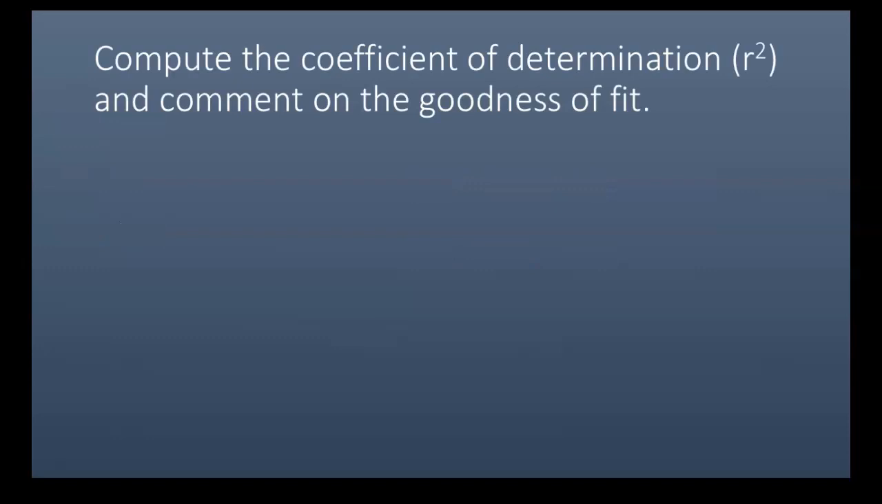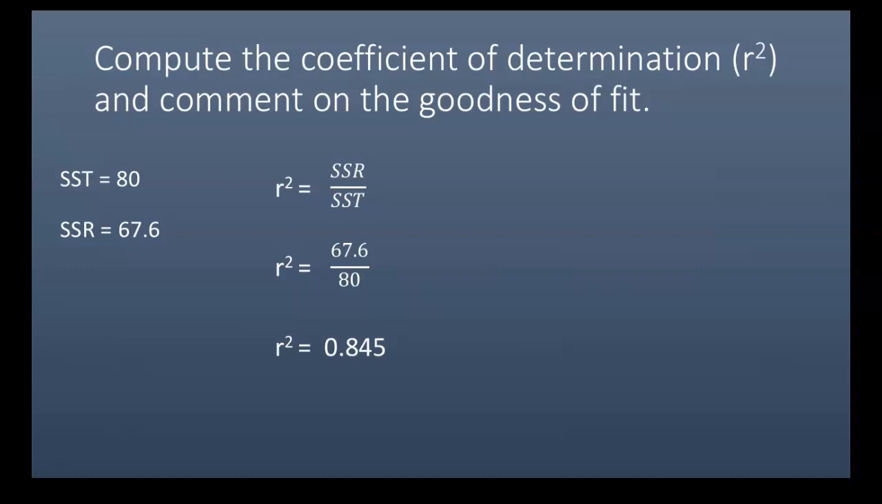Now compute the coefficient of determination and comment on the goodness of fit. Well, the coefficient of determination, that's just r squared. And r squared is SSR divided by SST. So we found both of those values already. Your SSR is 67.6, SST is 80. We plug those into the r squared formula, and we can find our coefficient of determination is 0.845.